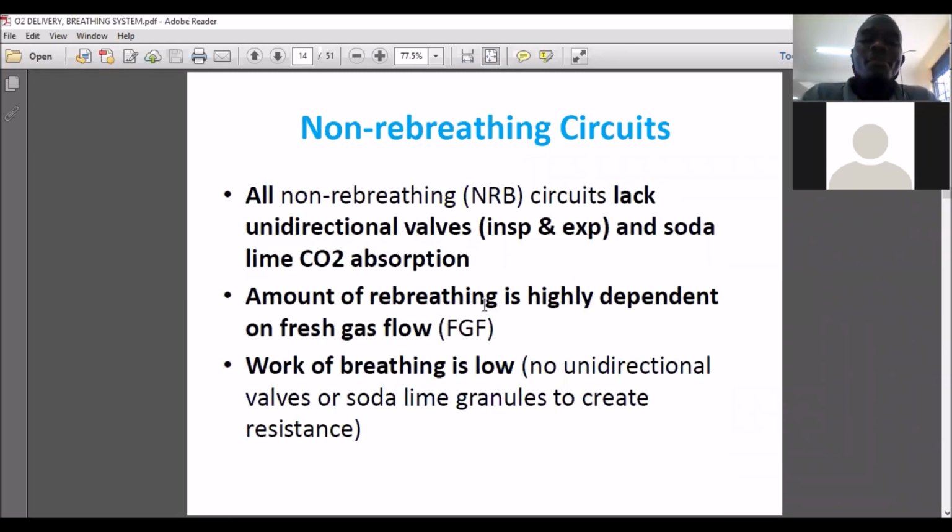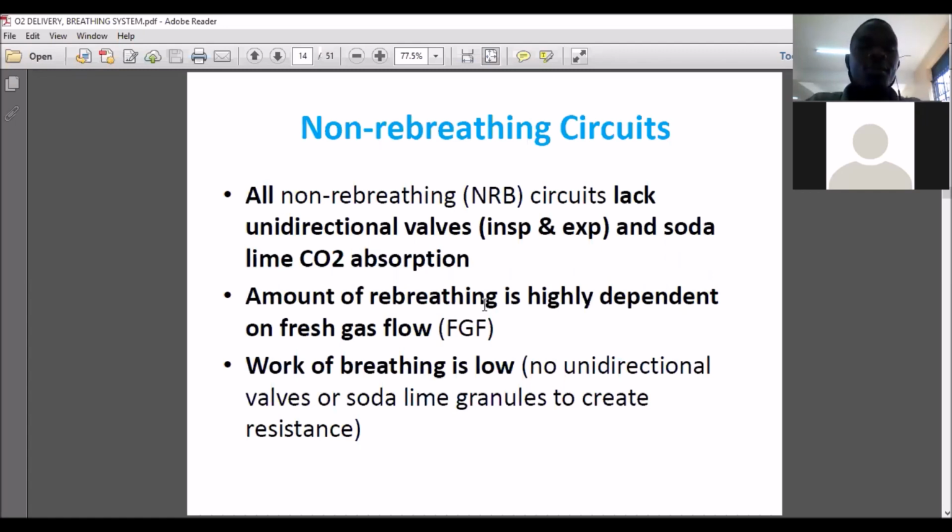So all non-rebreathable circuits lack the unidirectional valves, right? For them, the inspired air and the expired air move along, and soda lime is for carbon dioxide absorption. In the open system you don't rebreathe, and in the semi-open system you do not rebreathe either. The amount of rebreathing is highly dependent on the fresh gas flow. If I add more fresh gas, you don't rebreathe. If I do not add fresh gas, you do rebreathe. Work of breathing is slow.